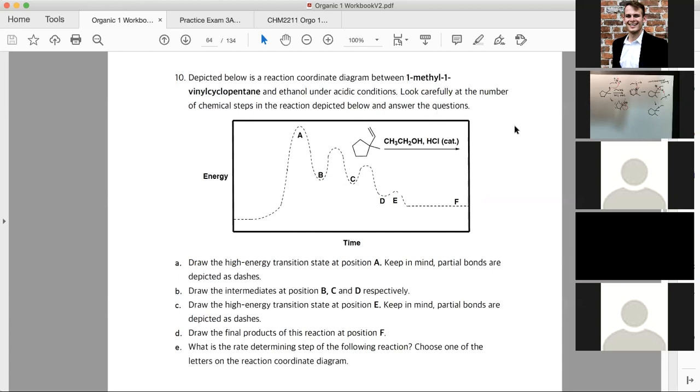For part A, it says draw the high energy transition state at position A. Keep in mind partial bonds are depicted as dashes.